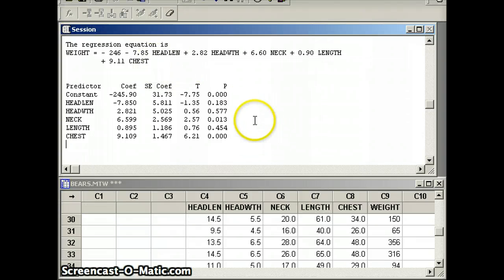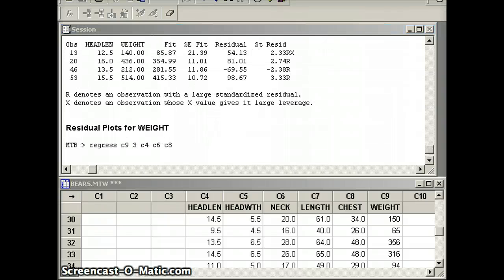Looking at our predictors, the constant is certainly good. Head length gives me a p-value of 0.183. Head width, a p-value of 0.577, that one I don't think we're going to use. Neck, a p-value of 0.013, length, a p-value of 0.454. Now, there is no one best way of doing this, so we're going to have to decide which variables we think are most important. I think I'm going to throw out head width and length and see if we get any improvement.